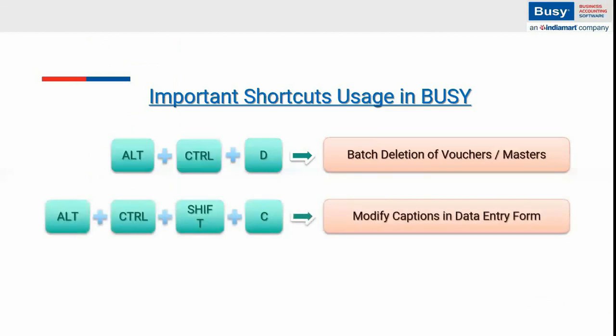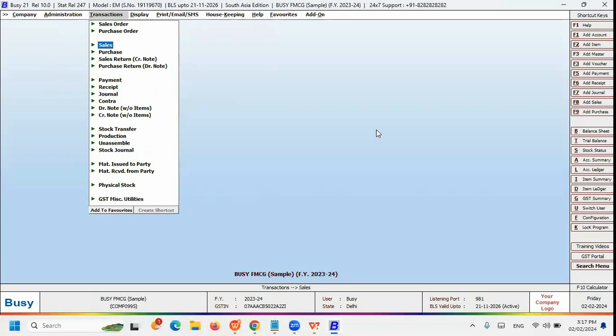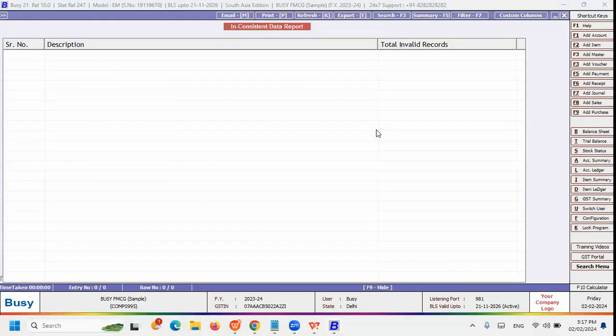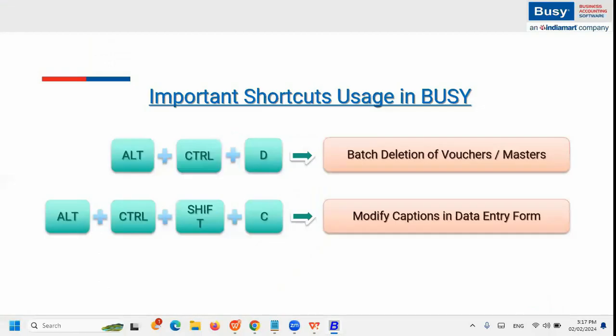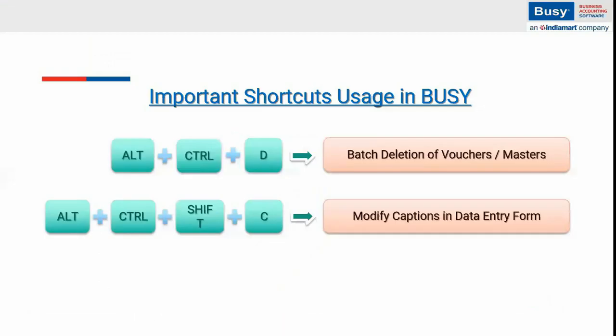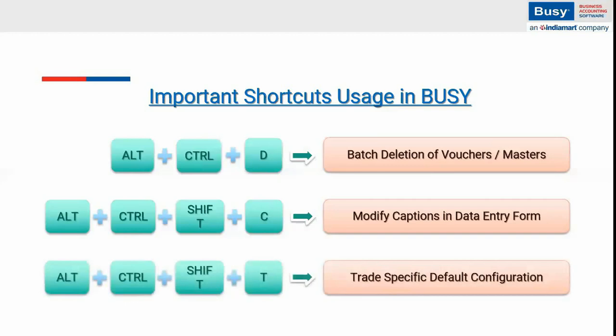The next shortcut key is Alt Control Shift C, for modifying the captions in a data entry form. If there is any particular data entry form you want to modify, then this shortcut key will help you. Alt Control Shift C, and Alt Control Shift T.